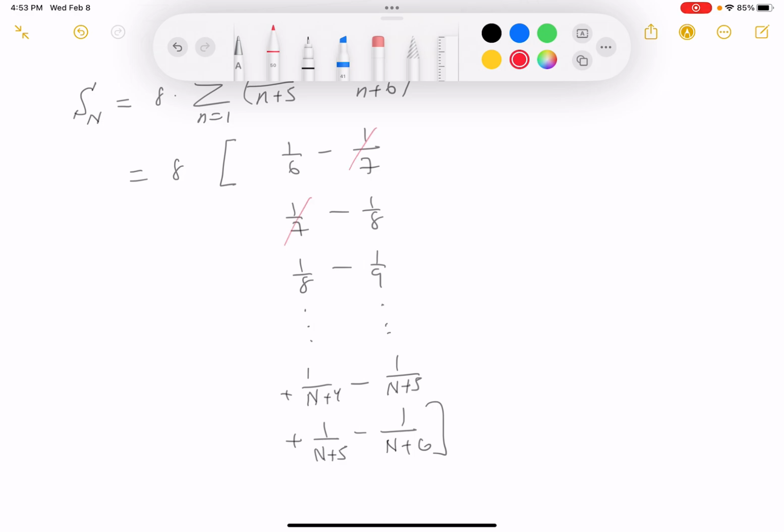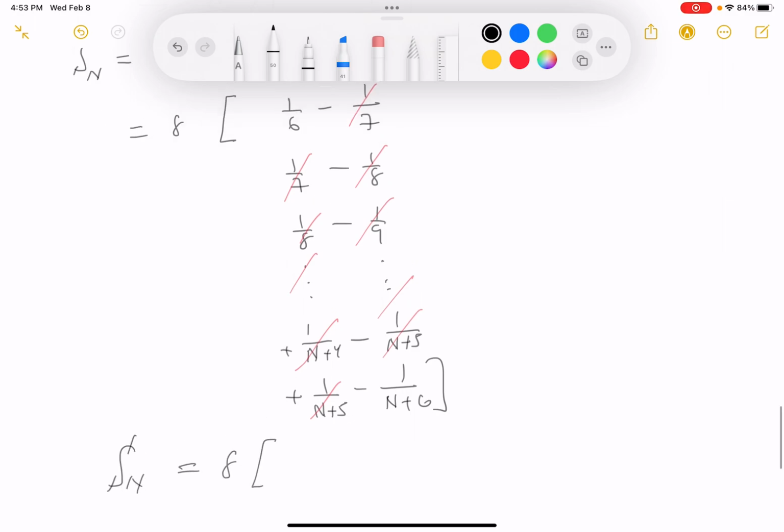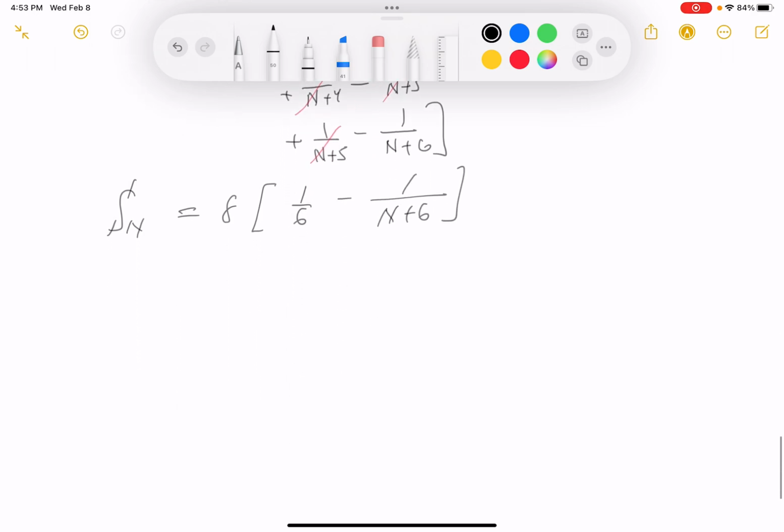And this cancels. This cancels. I hope you realize there's something there that would cancel that. And going backwards, what I notice, this cancels that. There'd be something before that. And I get something pretty simple. What am I getting in the end? Let's write it down for you. This is S_N, by the way. You're getting 8 times, and then you're left with, let's just look at it, 1/6 minus 1 over N plus 6. So things are kind of working out pretty nicely. And that's the partial sum.